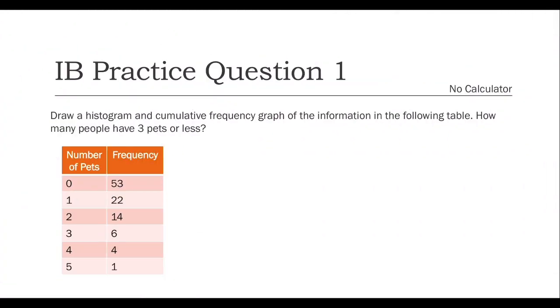So now we have our first IB practice question, which is no calculator. It says draw a histogram and cumulative frequency graph of the information for the following table. How many people have 3 pets or less? So first we'll do our histogram. Our highest frequency is 53, so we'll go up to about 60. So we'll go by tens. So this is our frequency.